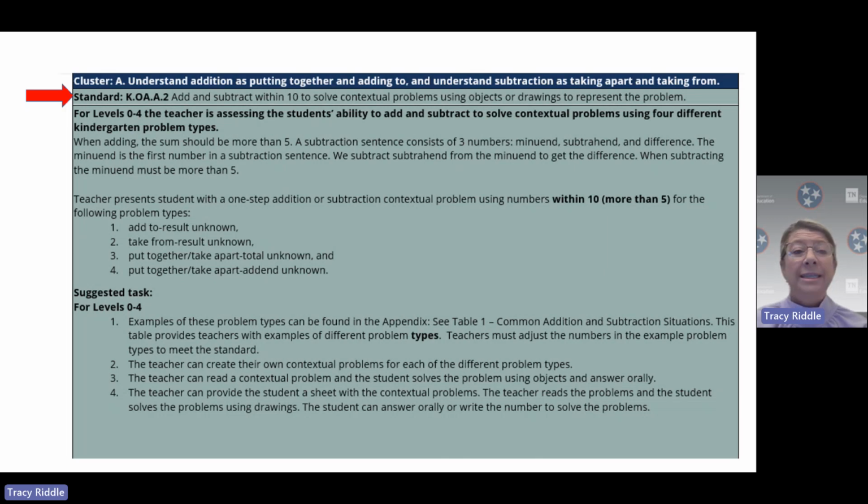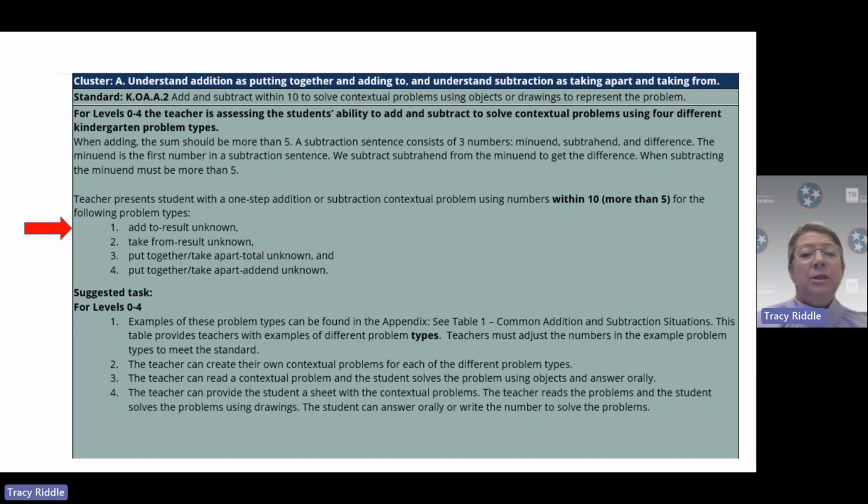You'll be using 4 different kindergarten problem types. When adding, the sum should be more than the number 5. A subtraction sentence consists of 3 numbers: the minuend, the subtrahend, and the difference. The minuend is the first number in a subtraction sentence. We subtract the subtrahend from the minuend to get a difference. When you are doing subtraction problems, the minuend must be more than the number 5.